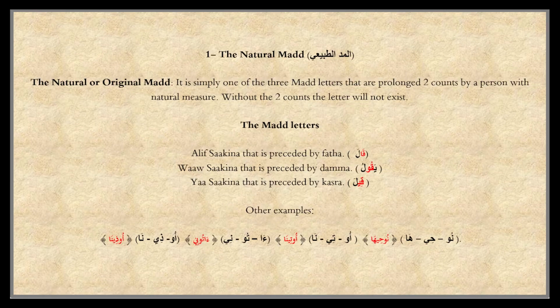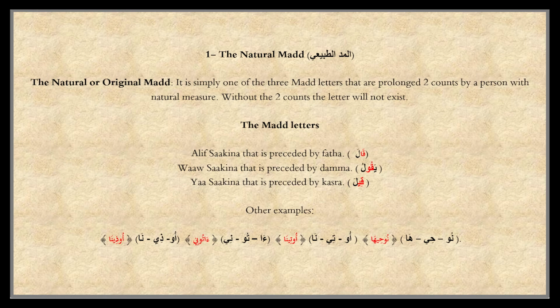So we can start with the first one, which is the natural mad, and all the other mads come back to this, because this is the natural one, and the others you just prolong according to the conditions which we're going to mention. The natural mad, or you can call it original mad, is simply one of the 3 mad letters that are prolonged 2 counts by a person with natural measure. Without these 2 counts, the 2 harakat, the letter of mad will not exist.